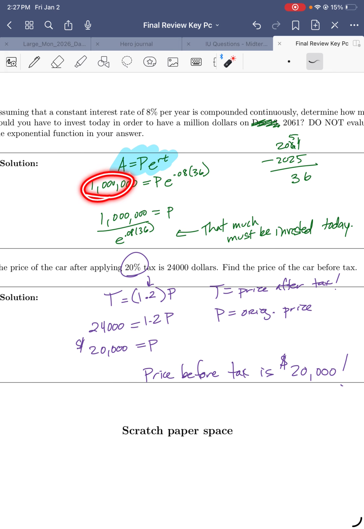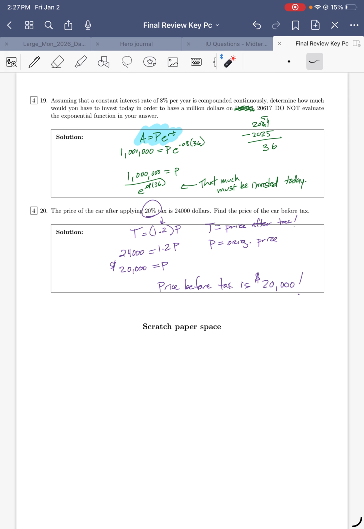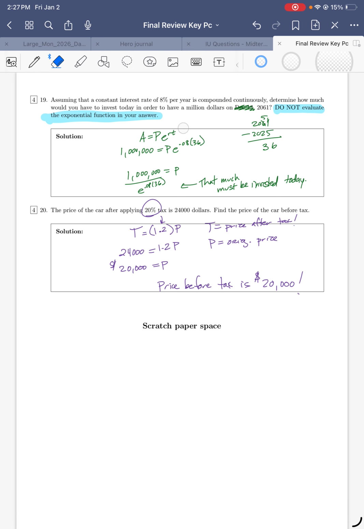So for $1 million, how much do we need to start with? We need to start with this much invested today to get what we wanted. Because again, they were pretty thoughtful and said, do not evaluate the exponential function in your answer. So that means this is just your answer.